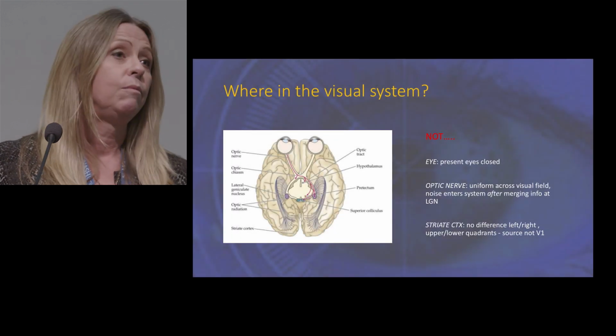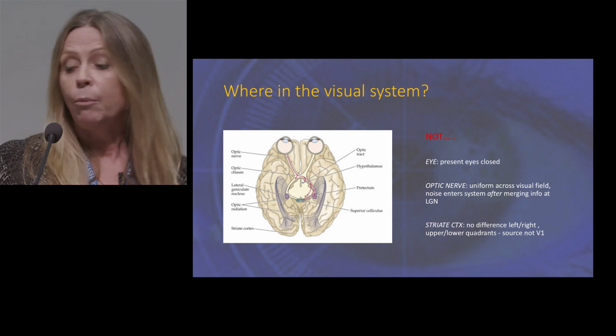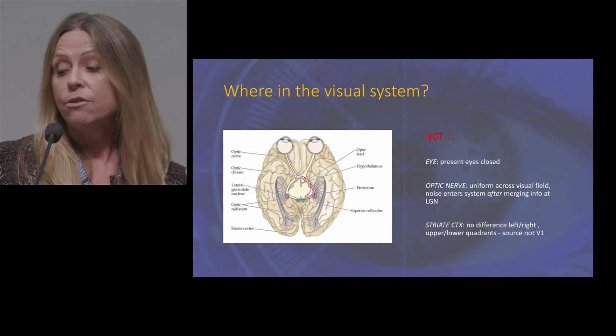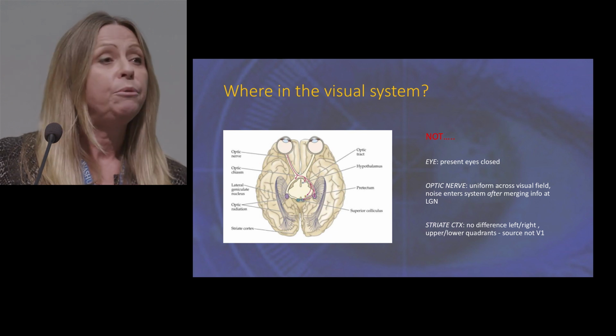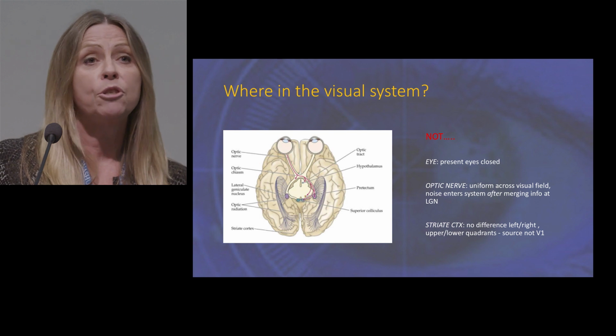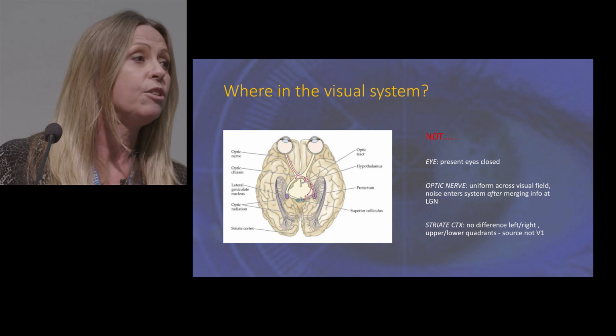Well, we start with knowing what visual snow is not. And we know where it's not. It's not in the eye. As I said to you, it's present with the eye open or eye closed. We know it's not in the optic nerve. At that point, we're still seeing separation of left and right. As I said to you, visual snow appears uniformly over the entire visual field.